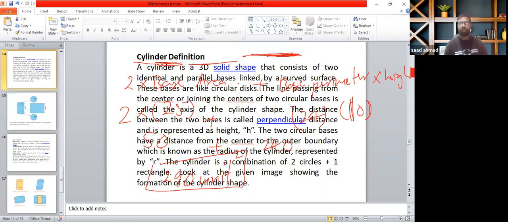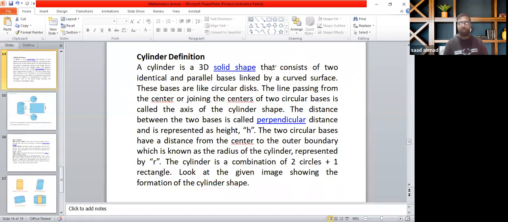Okay, so next one is a cylinder. A cylinder is a 3D solid shape that consists of 2 identical and parallel bases linked by a curved surface. These bases are like a circular disc. The line joining the centers of the 2 circular bases is called the axis of the cylindrical shape. The distance between the 2 bases is the perpendicular distance and is represented by h. The 2 circular bases have a distance from the center to the outer boundary, which is represented as the radius.